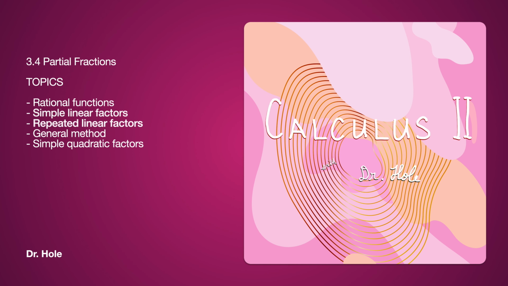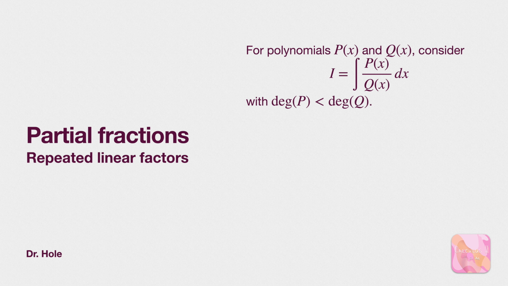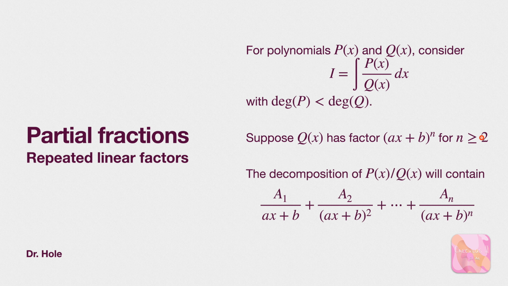Now, we've looked at distinct linear factors. Let's consider the case where q has repeated linear factors. Let's take a look. All right, so we're again going to assume that we have a proper rational function as integrand. Degree of the top is strictly less than the degree of the bottom. But now let's assume that q has some linear factor, but that linear factor appears more than once. Let it appear n times for n greater than or equal to 2.